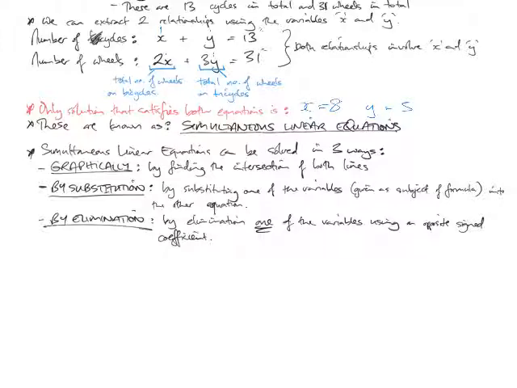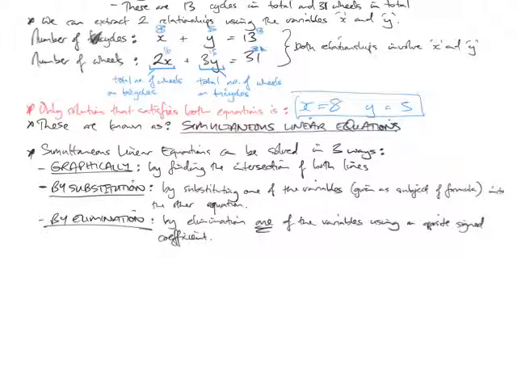Let's check if that satisfies it. x is 8, y is 5, and 8 plus 5 is 13. That satisfies the number of cycles in general. Does it satisfy the number of wheels? Well, 2 times 8 is 16, and 3 times 5 is 15. 16 plus 15 does indeed make 31. So this solution of x equals 8 and y equals 5 satisfies both equations at the same time. It must be the solution to these simultaneous equations.